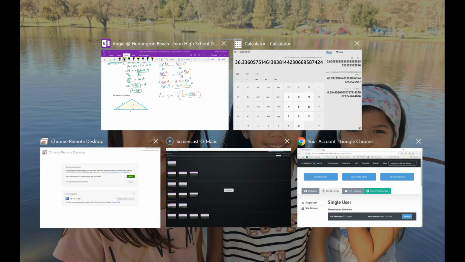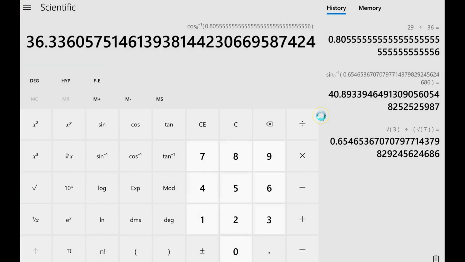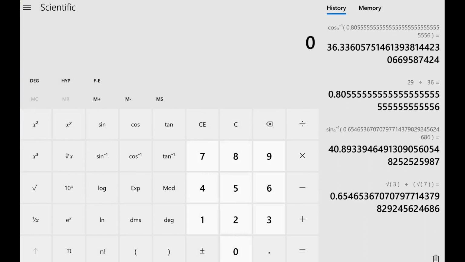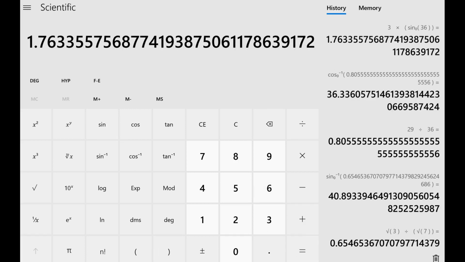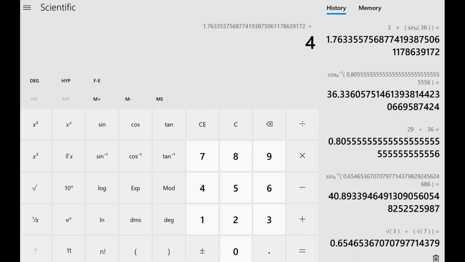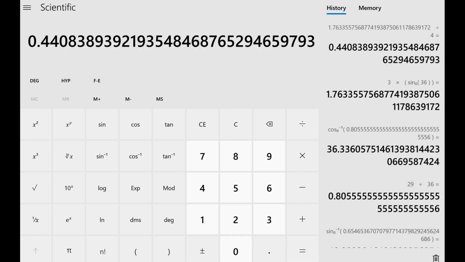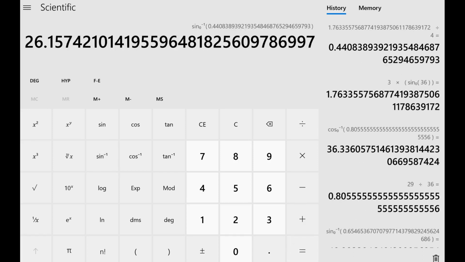3 sine of 36 divided by 4. I have to really do that one step at a time. If I had a graphing calculator, I would be able to do this a lot easier. Okay, so 3 times open parentheses. I'm going to write 36 and hit sine because that's just how this calculator does it. Close that up. Hit enter. That's my numerator. Then divide the answer by 4. Hit enter. So now I need to do sine inverse. Okay, so that looks like 26 degrees.